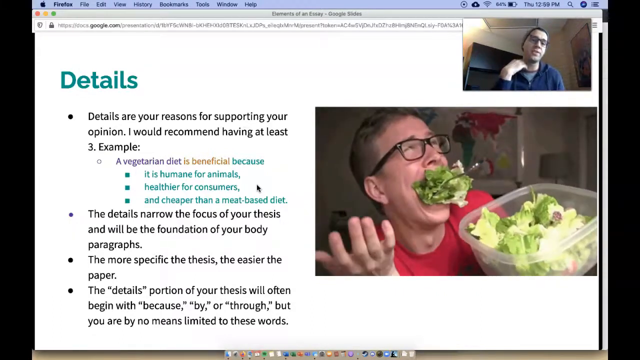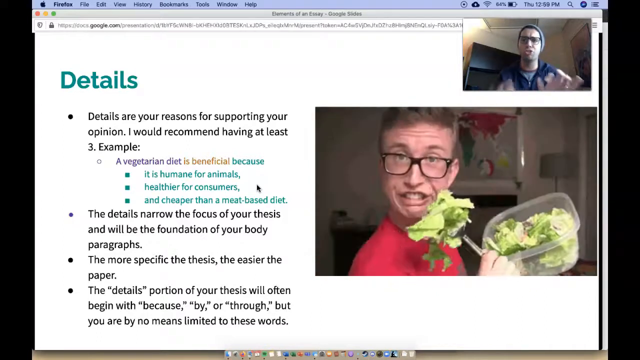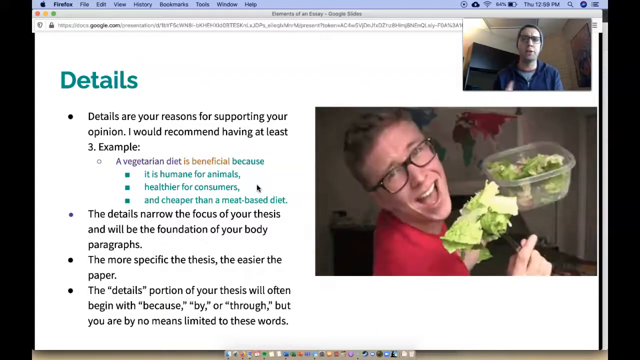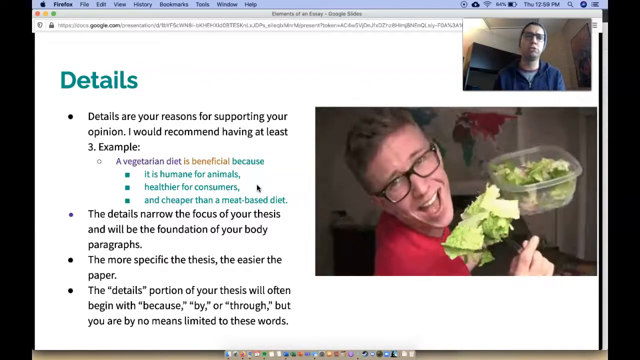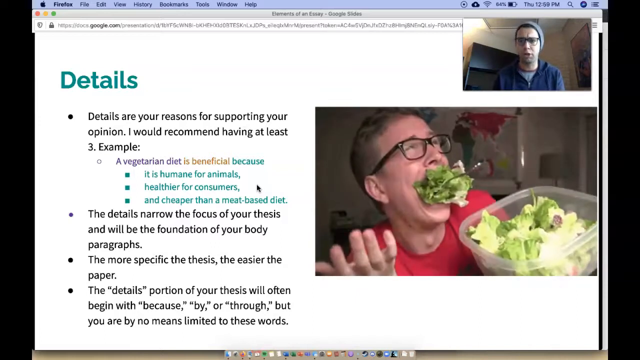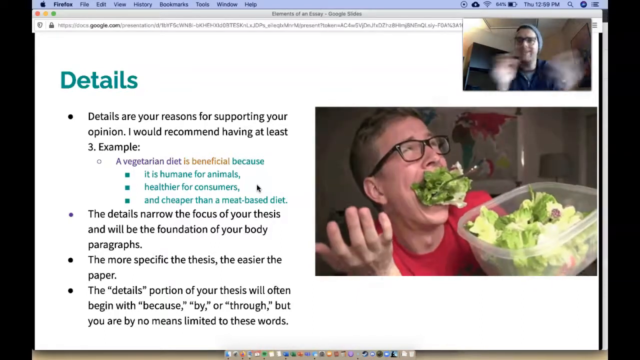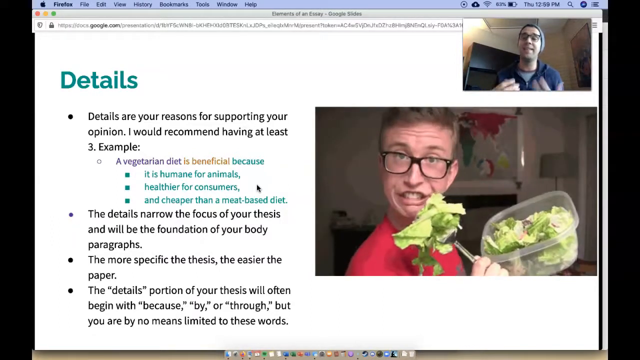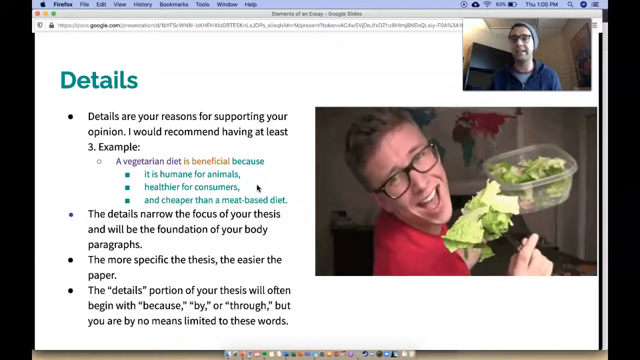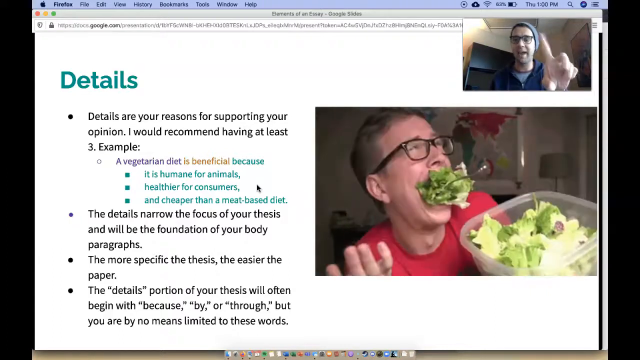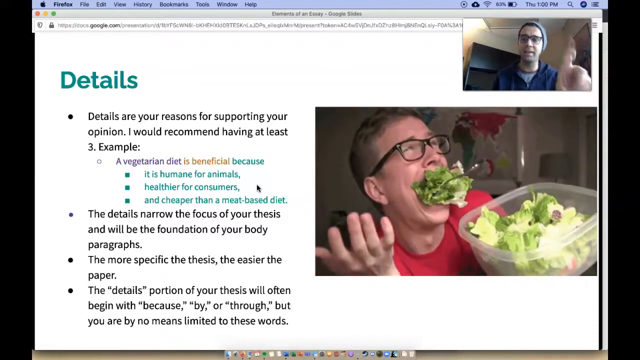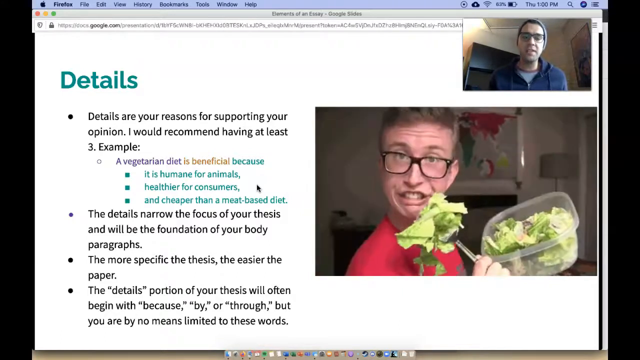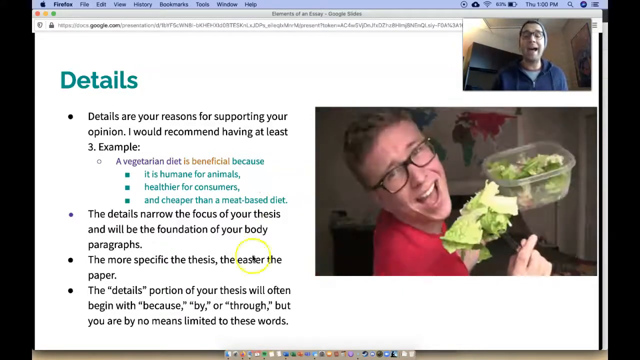A lot of students will start saying, a vegetarian diet is beneficial because you don't kill animals and you don't get sick, you don't get the meat sweats. I think it's healthier for you, right? It's not focused. You're just all over the place, right? If you have strong, specific details, then you know precisely what you're writing about. So you're not looking at the blank, blinking little line on a Word document going, what the Hello Kitty do I write? Okay? Now, the details portion of your thesis will often begin with because, by, or through.